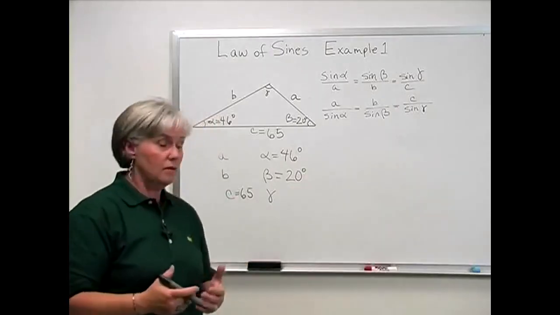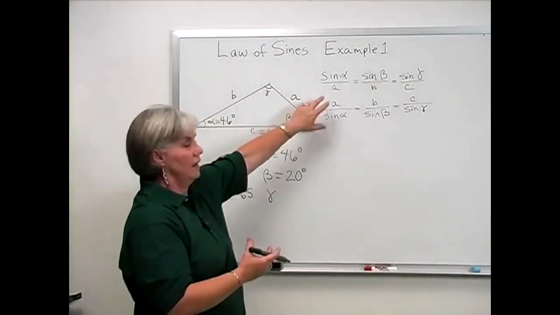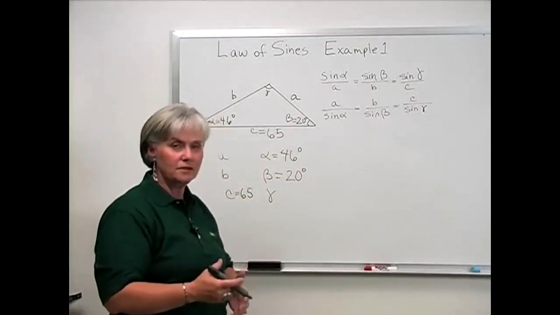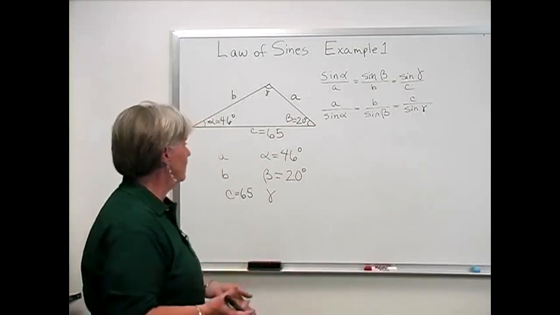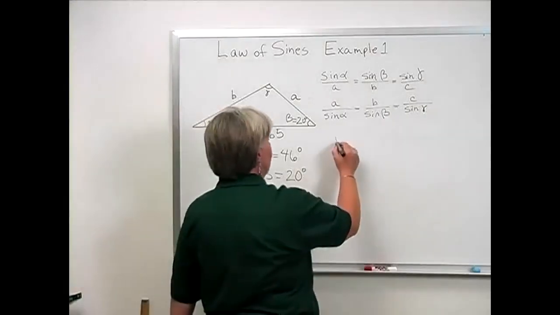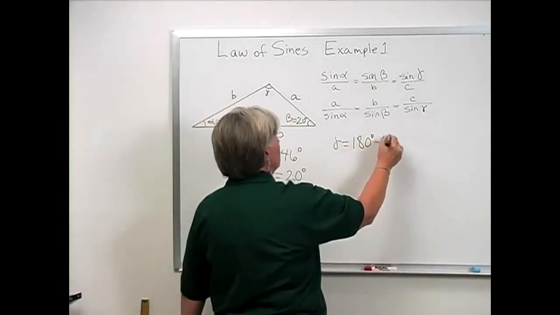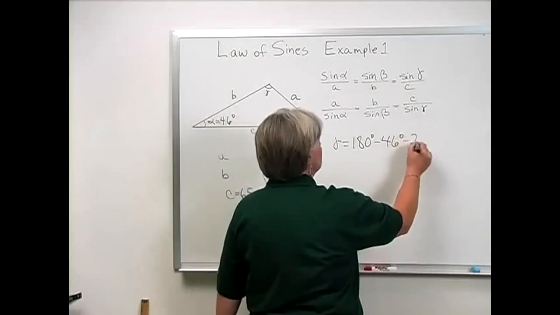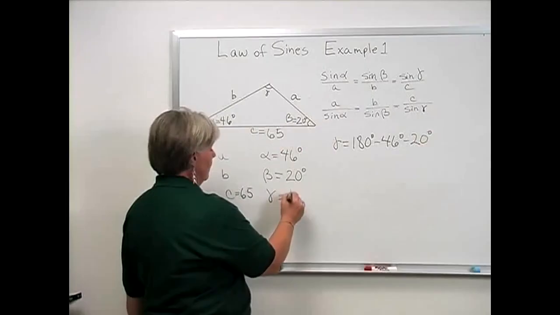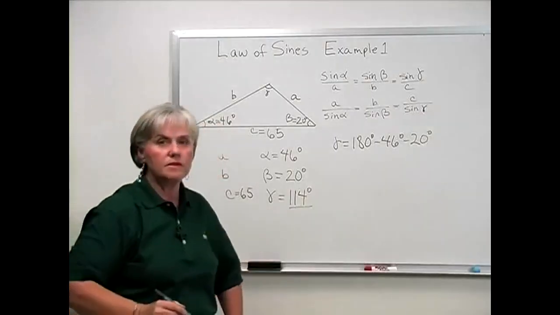Now, you might say, well, I don't have a ratio here, so how am I going to solve using the law of sines? Because you have to have a ratio. But we have 2 angles, and anytime you have 2 angles in a triangle, you find the third angle very quickly because the sum of the angles is 180 degrees. So gamma is going to be 180 degrees minus 46 degrees minus 20 degrees. So we have an exact value for gamma. It's 114 degrees. So that's one of our missing parts.